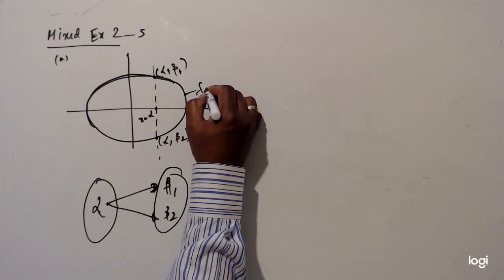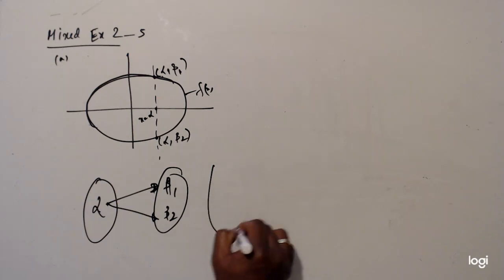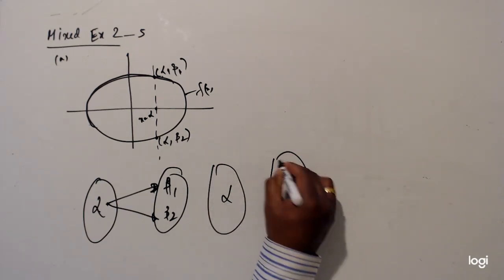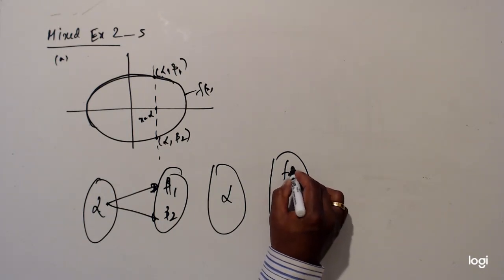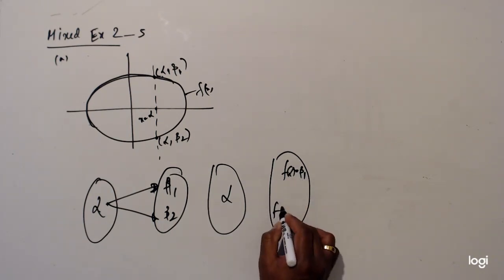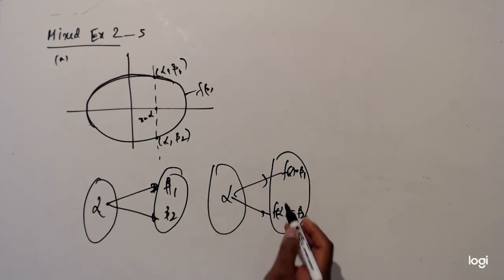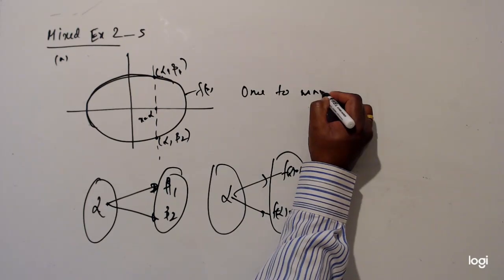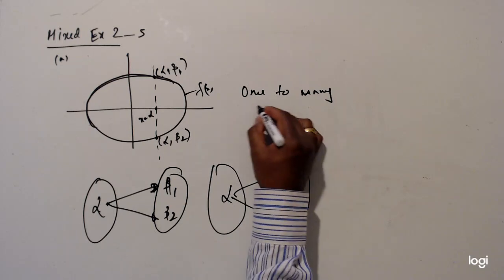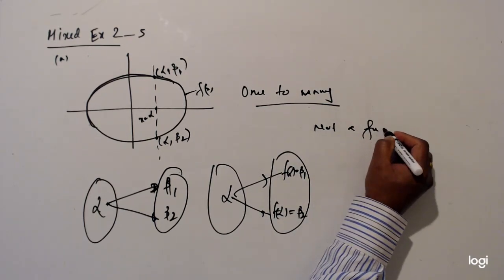If this function is f(x), so you can write alpha, and this is if alpha equal beta 1, if alpha equal beta 2. So this is one to many. So if one to many, it is not a function.